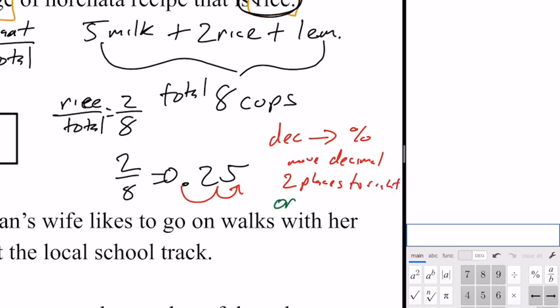Or multiply by 100. That's the easiest thing to do, to be honest. Okay, because I always forget is it to the left or the right. So if I have 0.25 and I multiply times 100, I get 25. That's 25%.